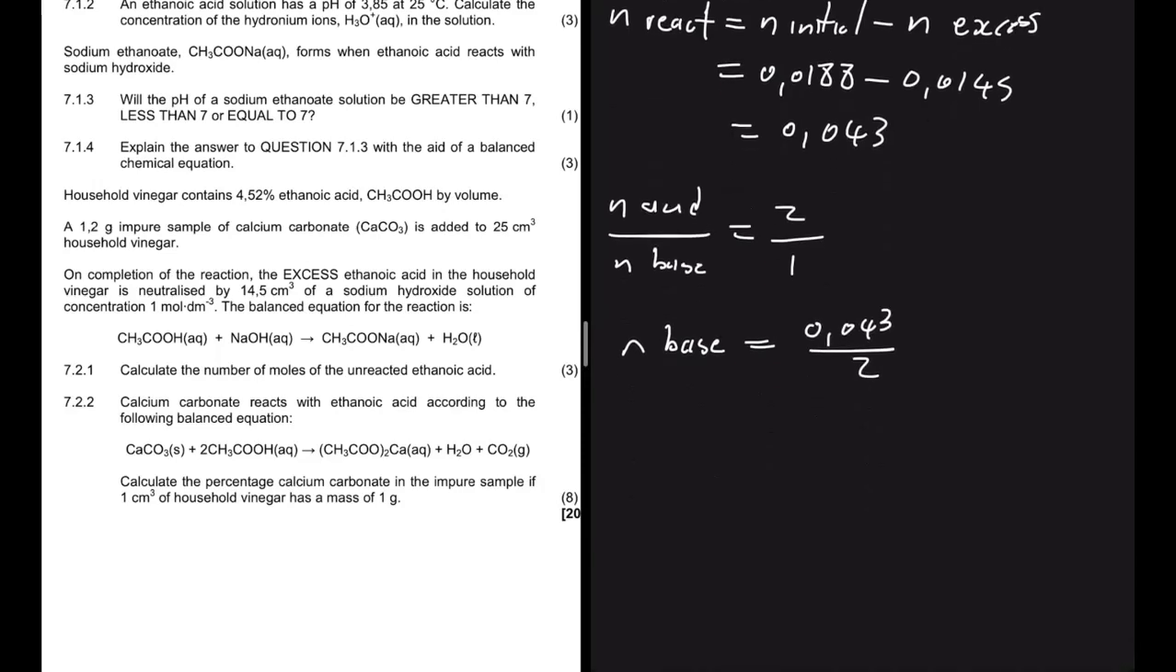If I do that, let me see what I get. It's giving me 0.00215. So from that 0.00215, we can calculate the mass of calcium carbonate, right?